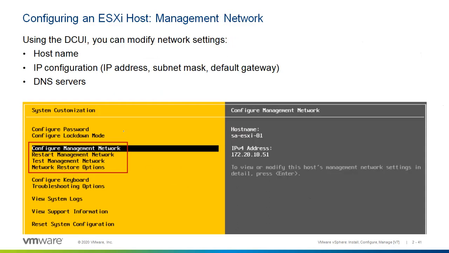So when we configure the management, we give the host name, we provide the IP address, we give DNS, NTP and all. Every time we change anything in the network part, we have to restart the management network and test it. If everything is fine, then you will be able to do SSH, you will be able to access the host client, and you will be able to connect to the vCenter server because you have put the native settings.